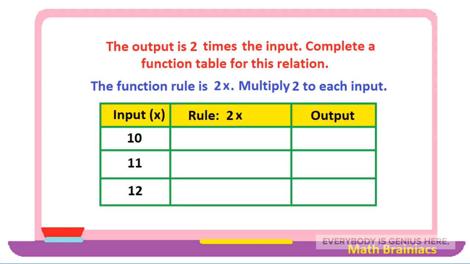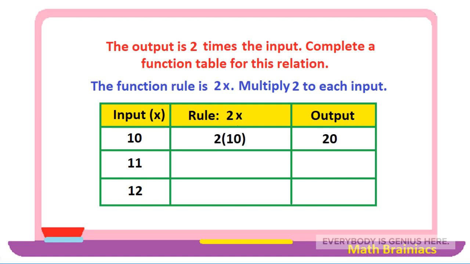Let us draw again the function table. And the input is x, the rule is 2x. And we're going to find the output. If we have the input such as 10, 11, and 12, we can find the output. We're just going to substitute the value of x in the rule 2x.